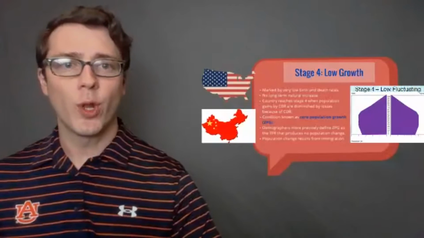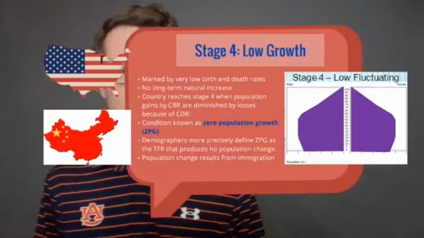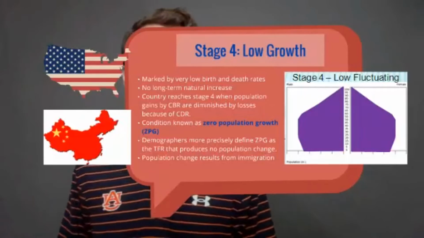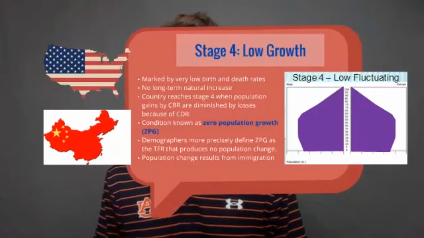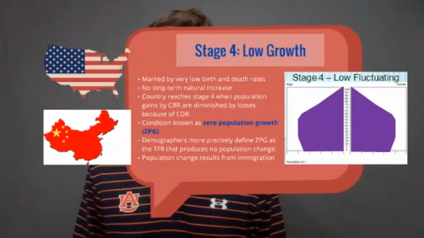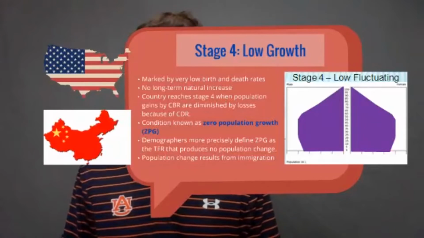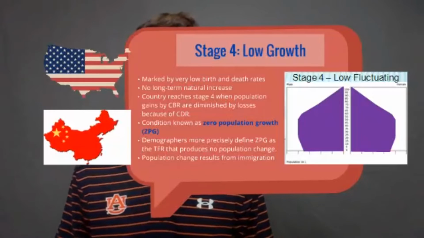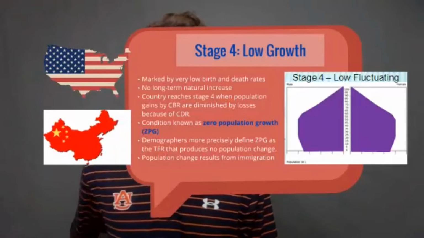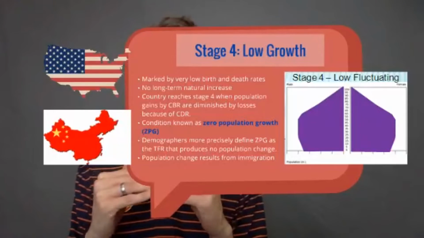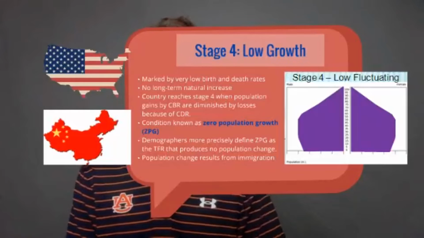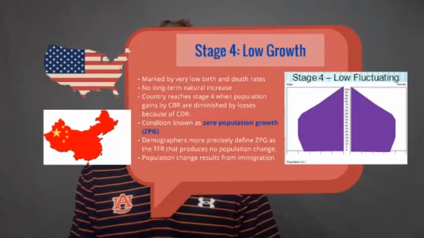And then stage 4, the low growth period. This is marked by very low birth and low death rates. So there's no real long-term natural increase. You may have a very low natural increase rate. Countries reach stage 4 when their population gains by the crude birth rate are diminished by losses of the crude death rate. So that means it levels off. And when you hit where it's almost exactly the same crude birth rate and crude death rate, that's known as zero population growth, ZPG.